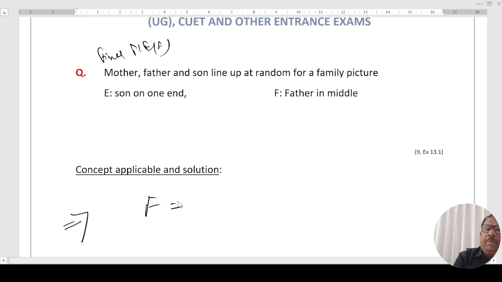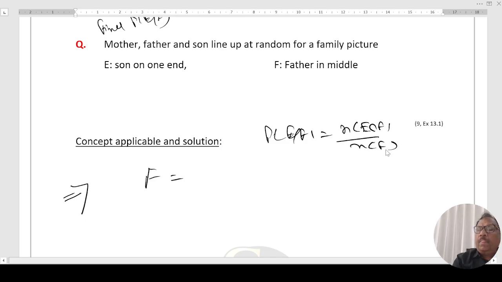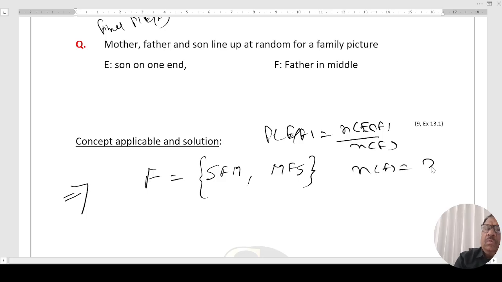F का sample space क्या आएगा? Because we have to find P(E|F). P(E|F) means n(E ∩ F) upon n(F). First we will make this one, then apply this one, right? F: father in the middle, son, father, mother, and mother, father, son. ये हो गया, n(F) equal to 2.